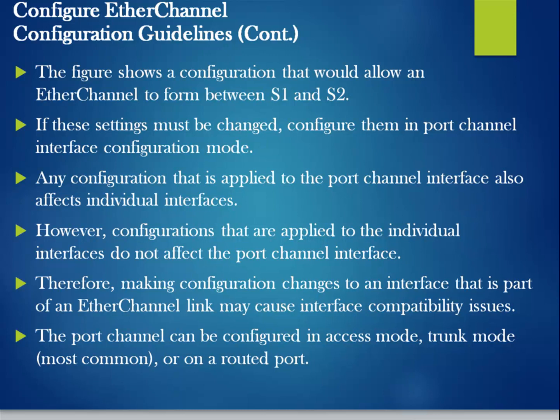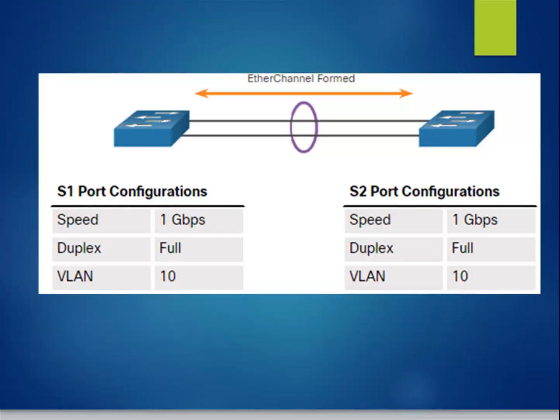Now we have an example here: EtherChannel between 2 switches, S1 and S2, switch 1 and switch 2. If you see the port configuration, 1 Gbps, and in the second switch also 1 Gbps. Duplex is full duplex, VLAN 10 and VLAN 10. Both configurations are matching in S1 and S2, so automatically you can create the EtherChannel. If there is any mismatch in this, you cannot create the EtherChannel.